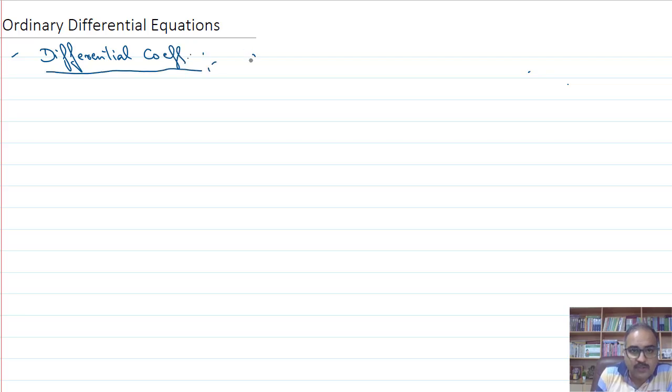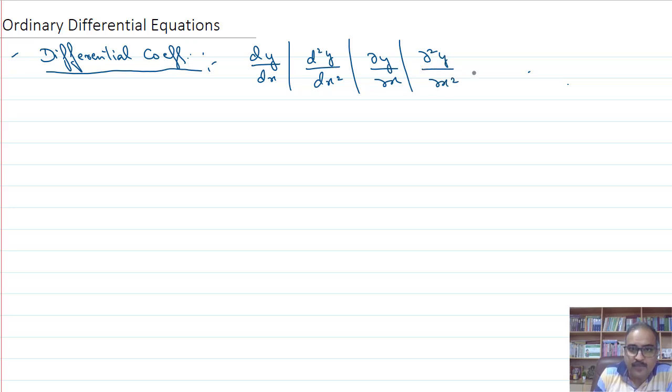Now before discussing the topic of differential equations, first of all we will discuss what differential coefficients are. The terms dy by dx, d2y by dx square, or partial derivatives like curly y by curly x or curly 2y by curly x square, these are known as differential coefficients.